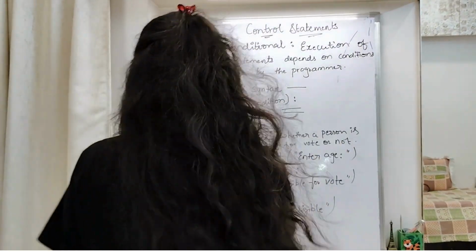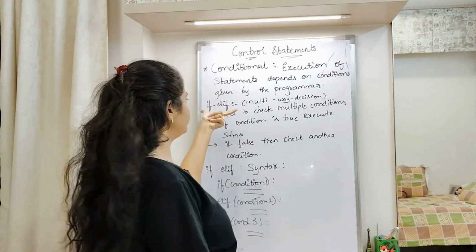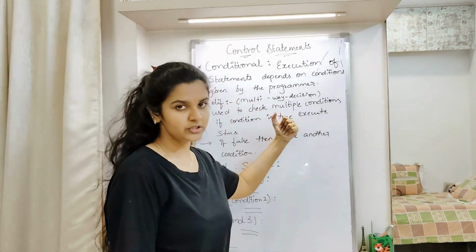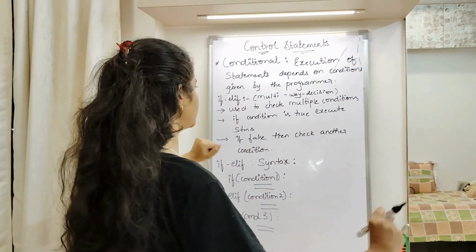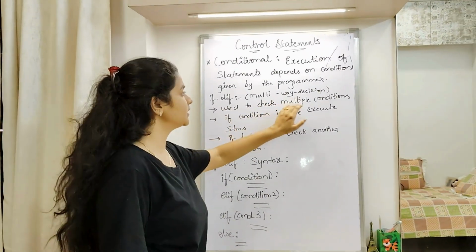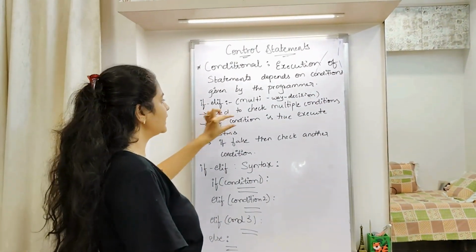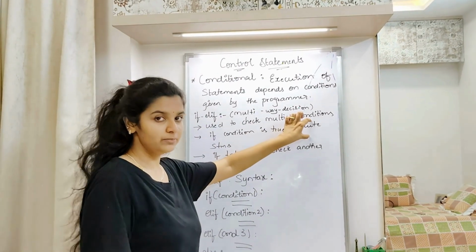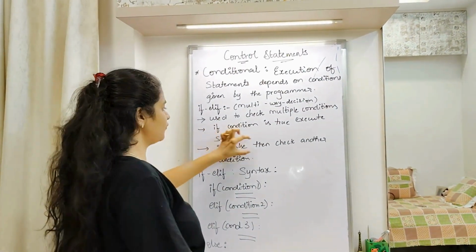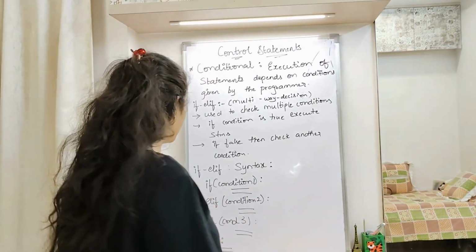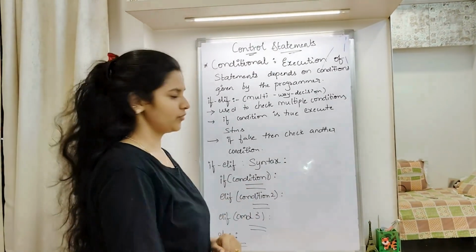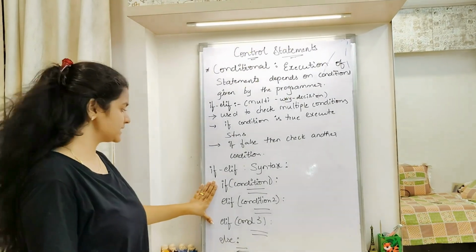So let's go to the next one. The third one is if elif. It is also known as multi-way decision because it checks more than two decisions. It checks multiple conditions. If the condition is true, it executes that block of statements. If it is false, the flow will go to another block of statements. So the syntax is like this.